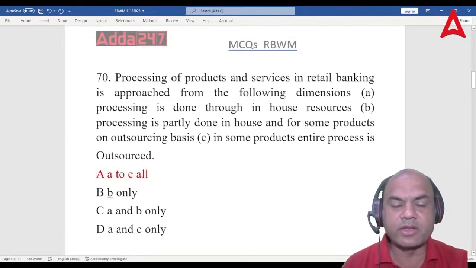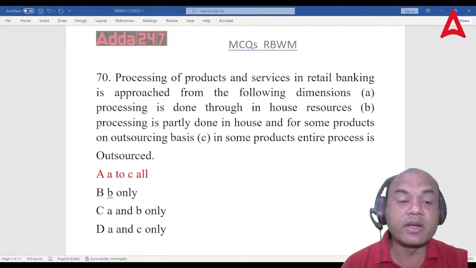Good morning, everyone. Those who have joined new. Good morning, those who have joined late. Good morning. So it is A to C all.